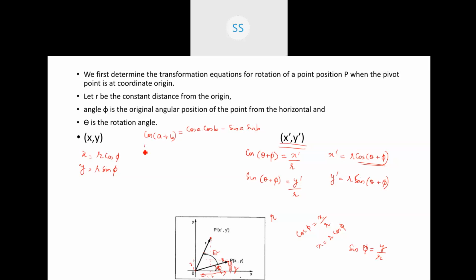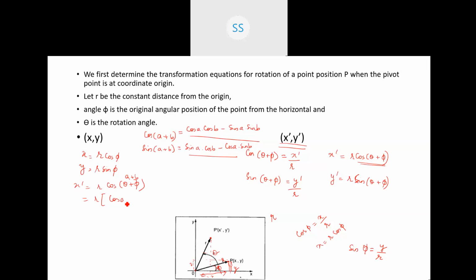And what about sin(a+b)? Sin(a+b) can be defined as sin a cos b plus cos a sin b. So if I try to write x dash and y dash in terms of the given formulas for cos(a+b) and sin(a+b), my x dash will get the value r cos(theta plus phi). It can be written as r into cos(theta plus phi), which is just like a plus b.